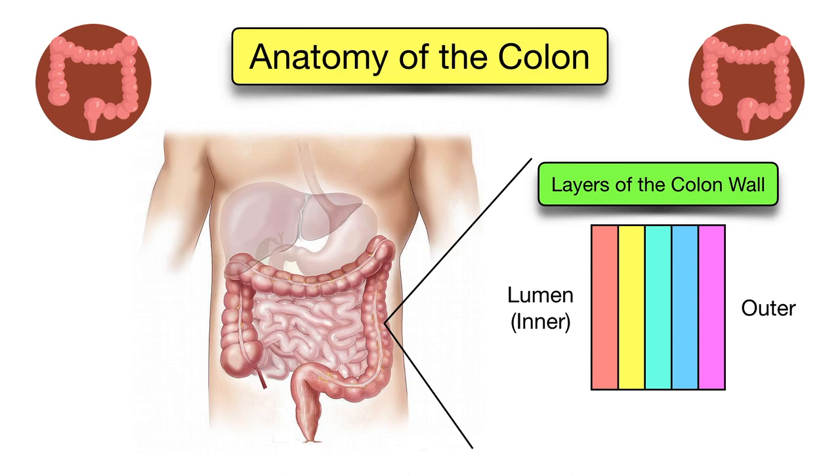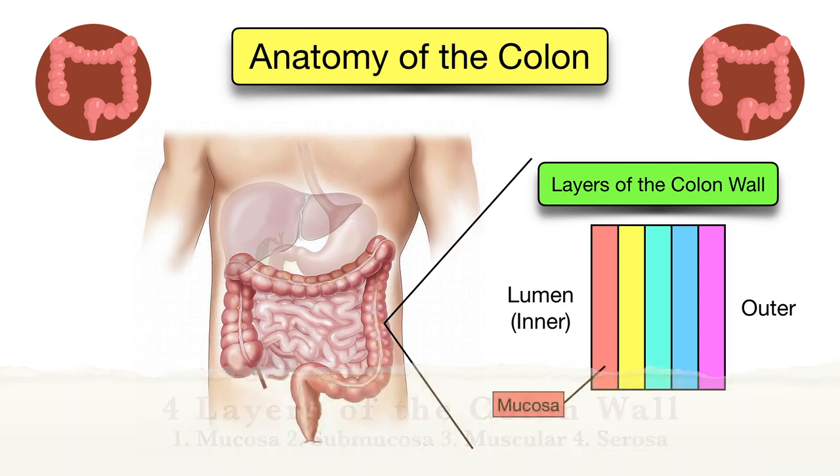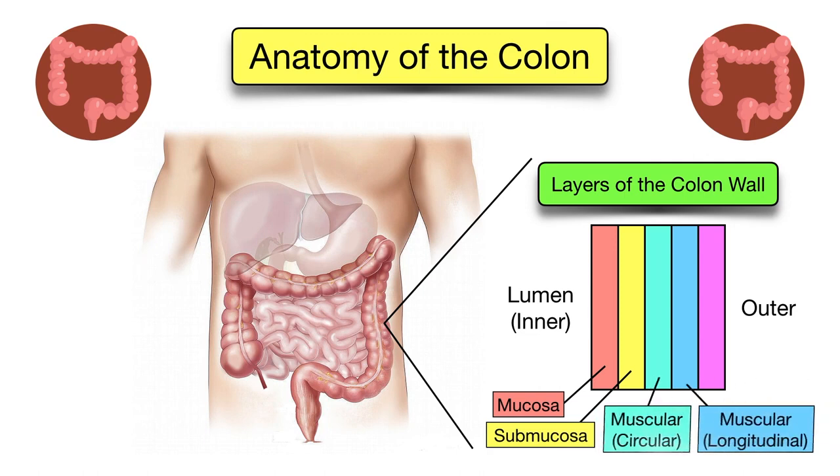Let's quickly review the walls of the colon, as this will be important when we talk about diverticula. The walls of the bowel consist of 4 layers. The inner lining of the colon is the mucosa, then outside of that is the submucosa. Then we have the muscular layers, which consist of an inner circular and an outer longitudinal layer. The outermost layer is the serosa.